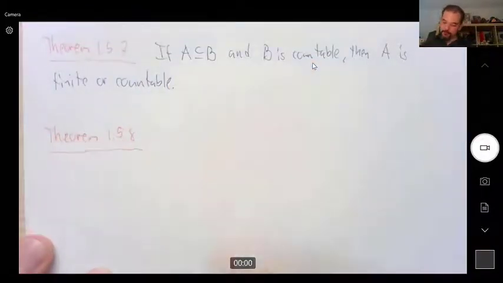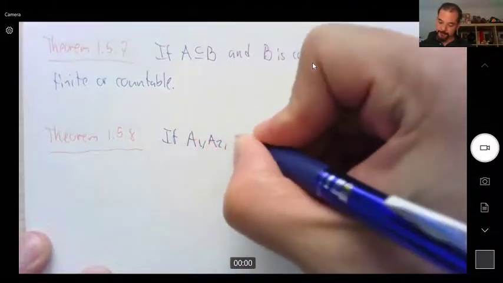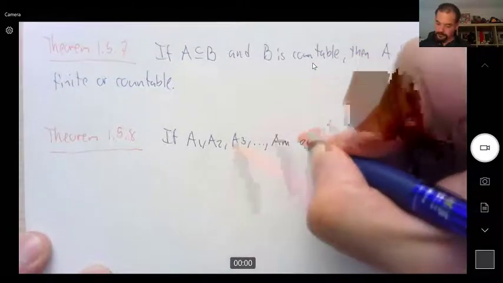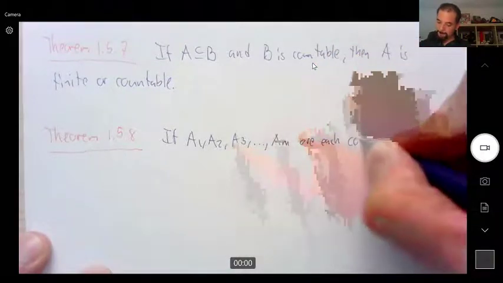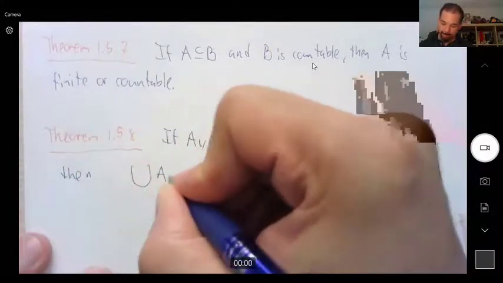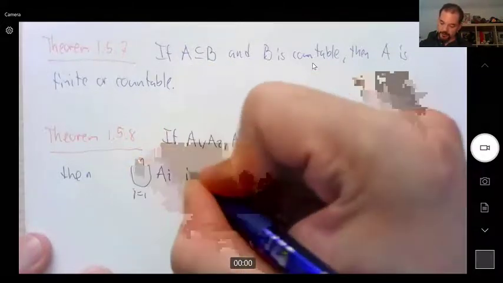It says the following: if you have a bunch of countable sets, think of this as the hotels, that are each countable, then the union is countable.